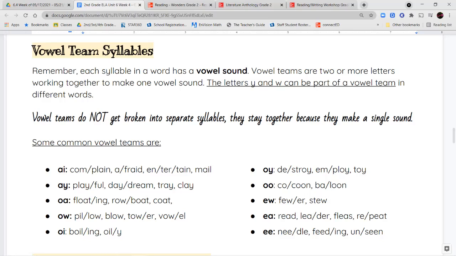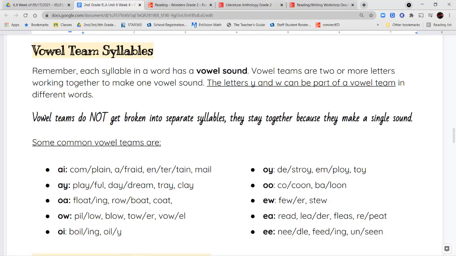So for the AI vowel team, we have words like complain, afraid, entertain, or mail. You're seeing that AI stays together every single time in the same syllable. For AY, we have playful, daydream, tray, and clay. For OA, we have floating, rowboat, coat. For OW, we have pillow, blow, tower, vowel.